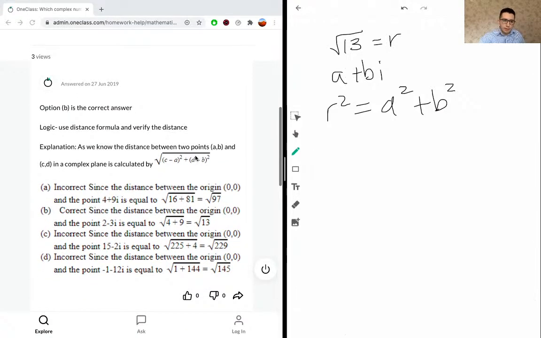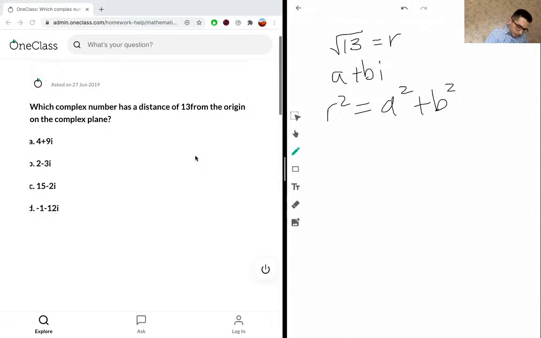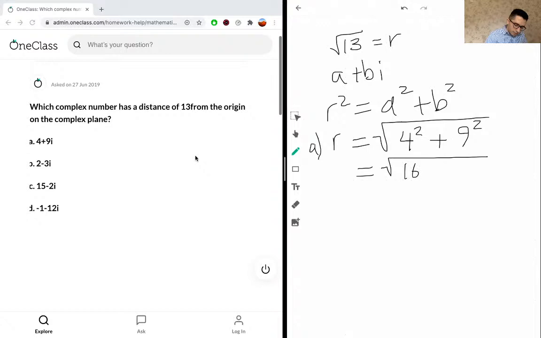So we'll start off with option A. We have r equal to the square root of a squared, which is 4 squared, plus 9 squared. This will give us the square root of 16 plus 81, and if we add these two values together, we get the square root of 97. So we can eliminate answer choice A because we did not get square root 13. Our goal is to get square root 13.